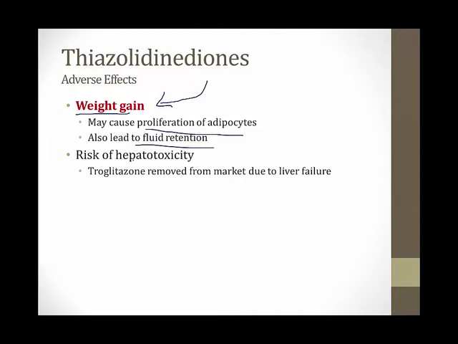There's also some risk of hepatotoxicity. An older drug called troglitazone was removed from the market due to reports of liver failure.